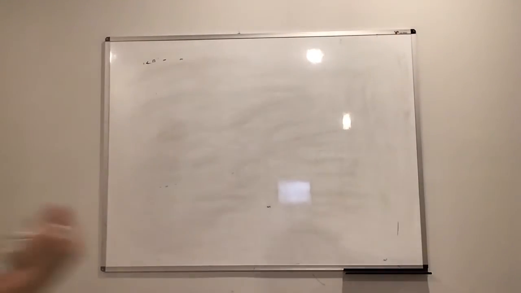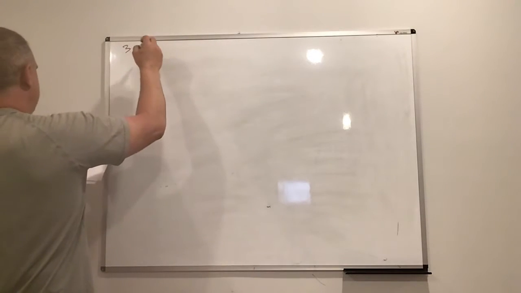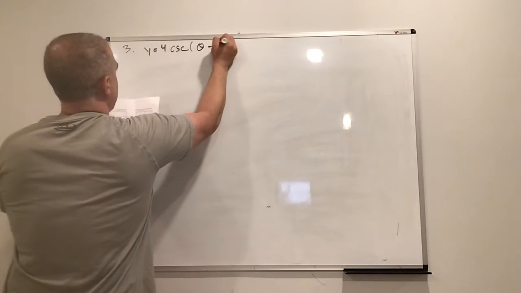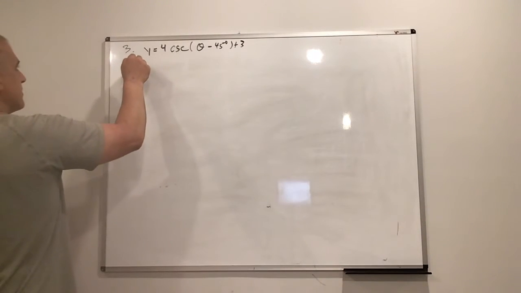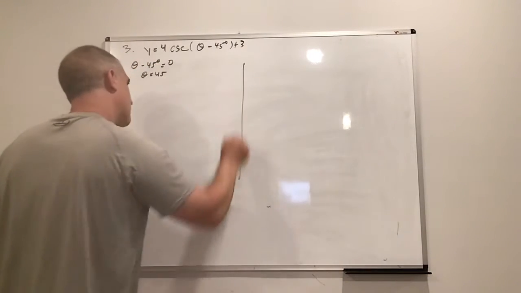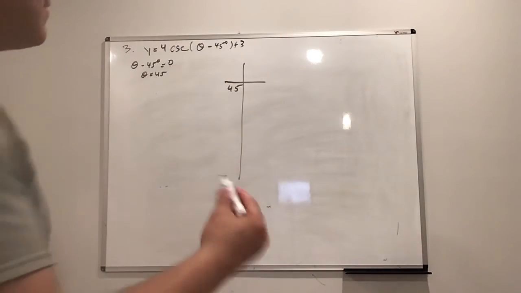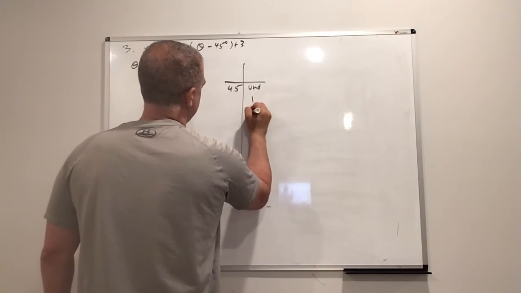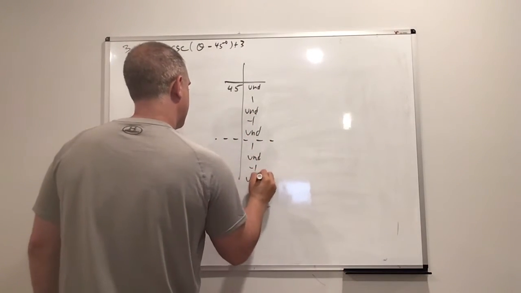Okay, video's still going good. So here's what we got for number 3. I got y equals 4 cosecant of theta minus 45 degrees, plus 3. I'm going to take that inside. Theta minus 45 equals 0. Pretty easy. Theta equals 45. That's going to be my first angle over here. Now, what's convenient about cosecant and secant is they have the same values. So this is going to be undefined, 1, undefined, -1, undefined, 1, undefined, -1, undefined.